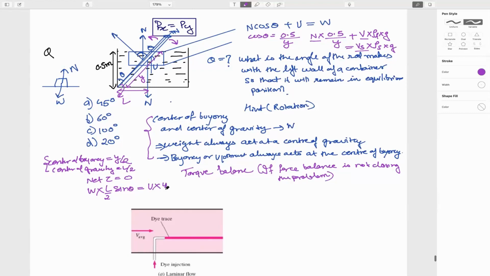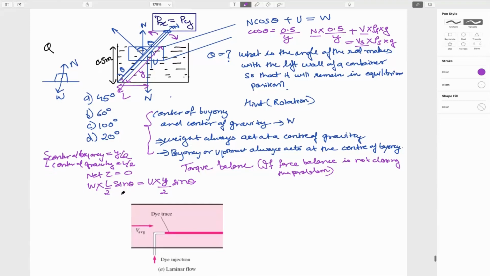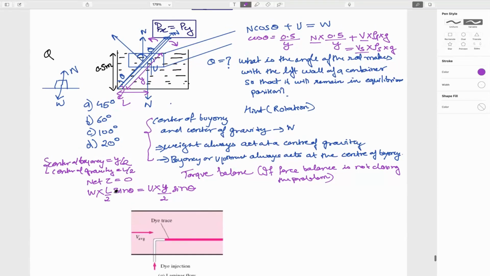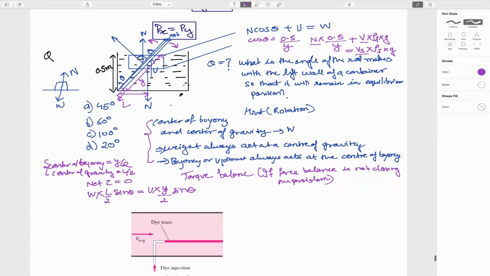So here upthrust is acting at the center of buoyancy, that is y by 2. And again, the perpendicular distance from here is y by 2 sin theta. So can we close the question from here? One thing is given, that is the density of solid, 0.5 into 10 to the power 3 kg per meter cube. That I forgot to write.